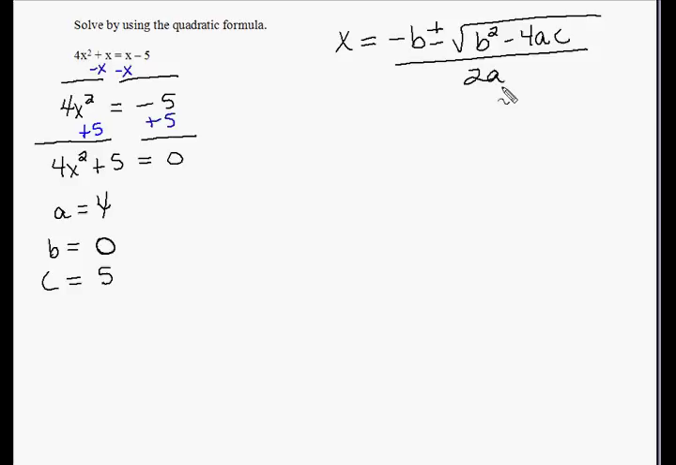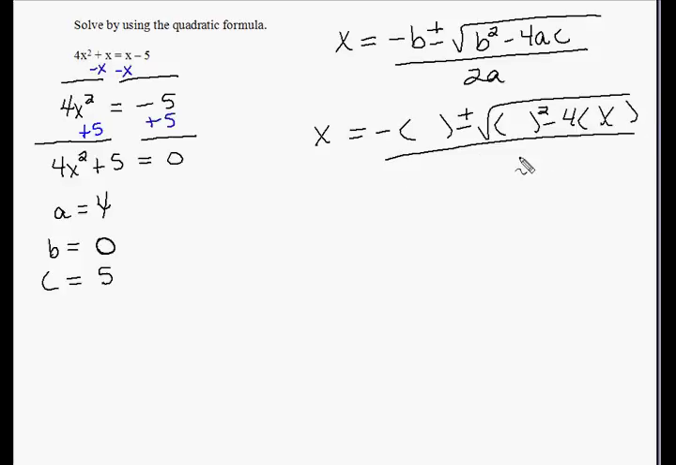x is equal to the opposite of b plus or minus the square root of b squared minus 4ac, all divided by 2a. So we're going to take this formula and we're going to replace every variable with a set of parentheses, and then we'll put in the value for that variable and work it out and see what we get for a nice, clean, simple answer.